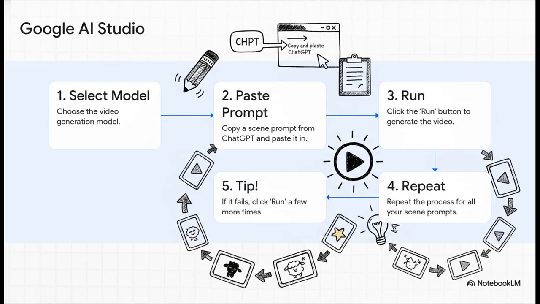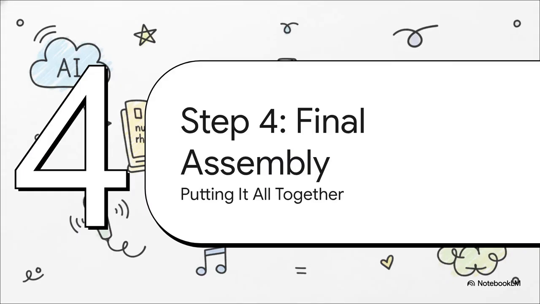And the workflow here is basically a simple copy and paste loop. You take your first scene prompt from ChatGPT, you paste it into Google AI Studio, and you click Run. About a minute later, you've got your animated clip. You just repeat this for every single scene. And here's a quick tip. If you ever get an error, just click Run a few more times. It almost always works.